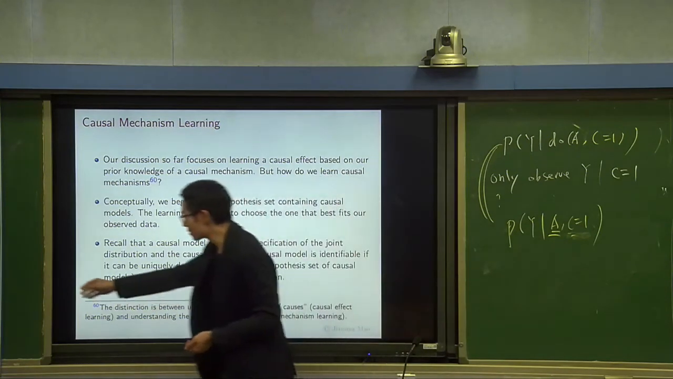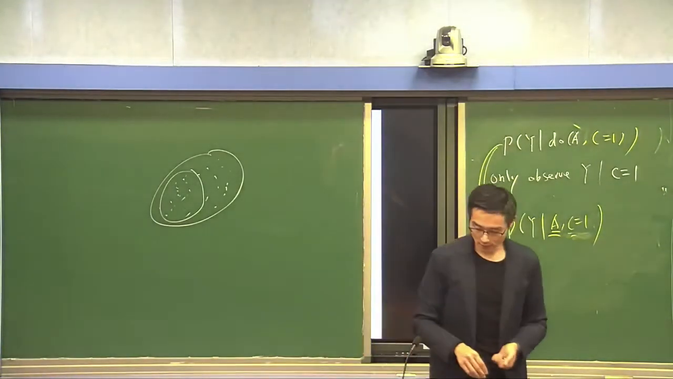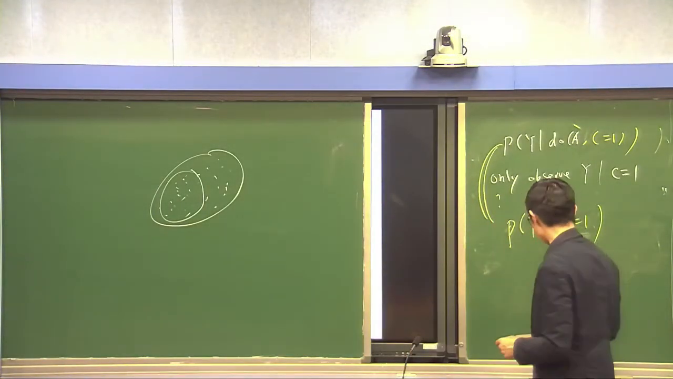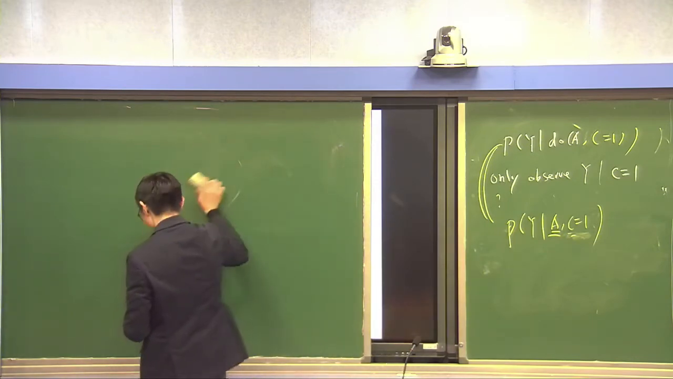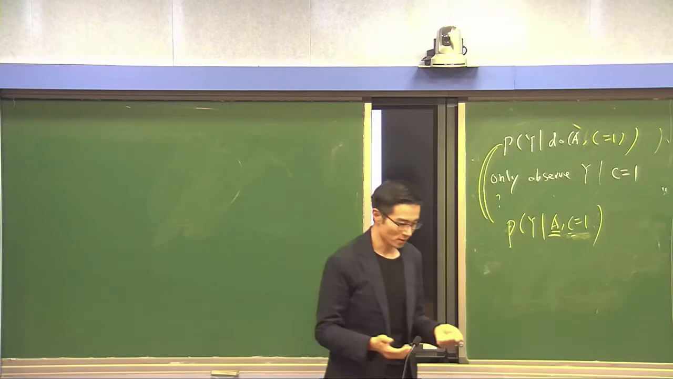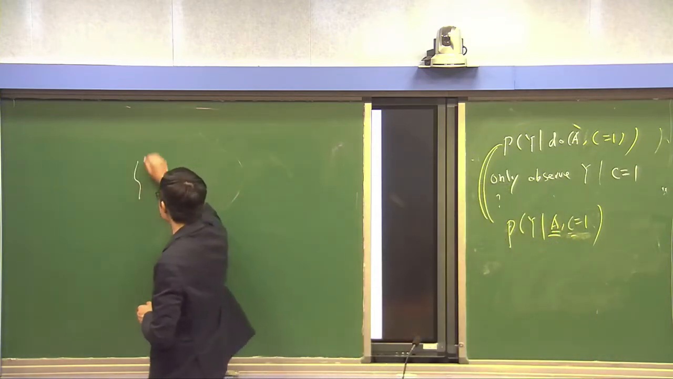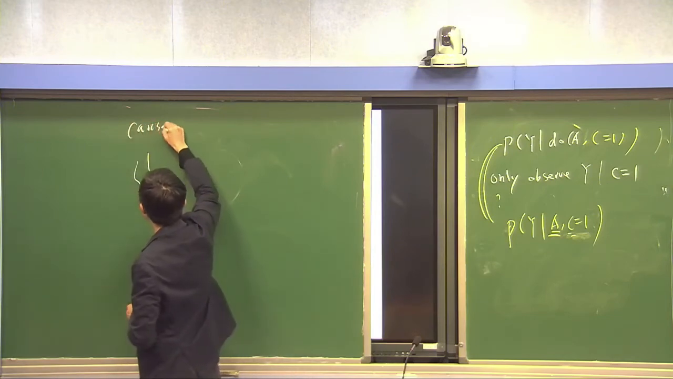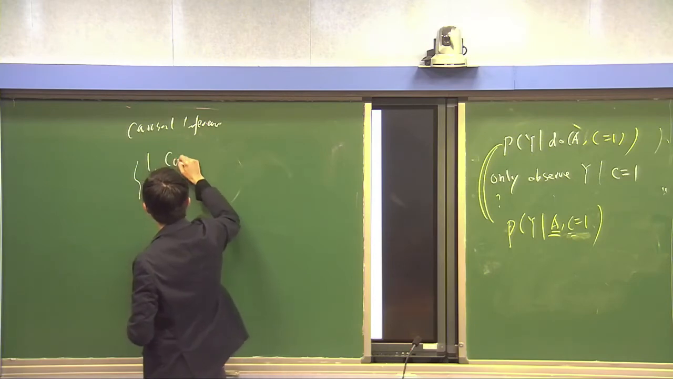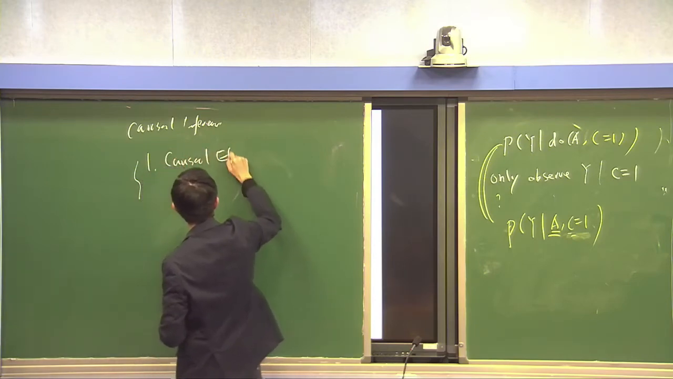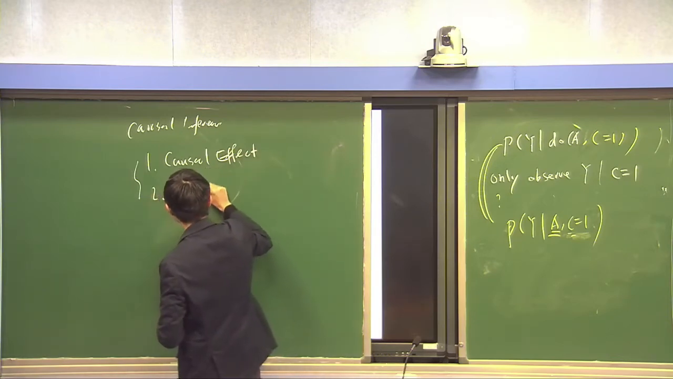So far, this is all I want to talk about in terms of causal effect learning. If you remember, this lecture is called the Foundation of Causal Inference, but causal inference is two things, the way I define it. The first thing is what I call causal effect learning. The second is causal mechanism.